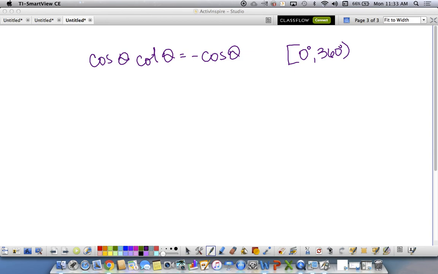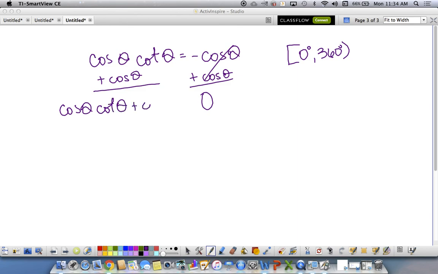How are we going to solve for theta? I have no numbers, nothing to subtract, nothing to add, but I still don't have it equal to 0. Most every time we want something equal to 0. So could I add cosine theta to both sides to have a 0 over here? Yes, please do. Plus cosine theta. So over here, what do we get? We have cosine theta times cotangent theta plus cosine theta equals 0.